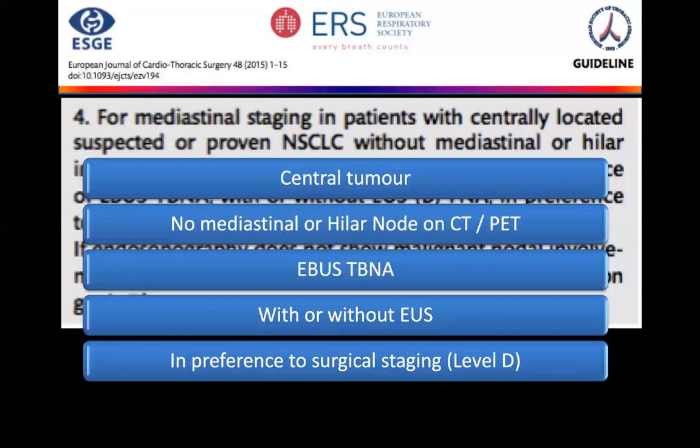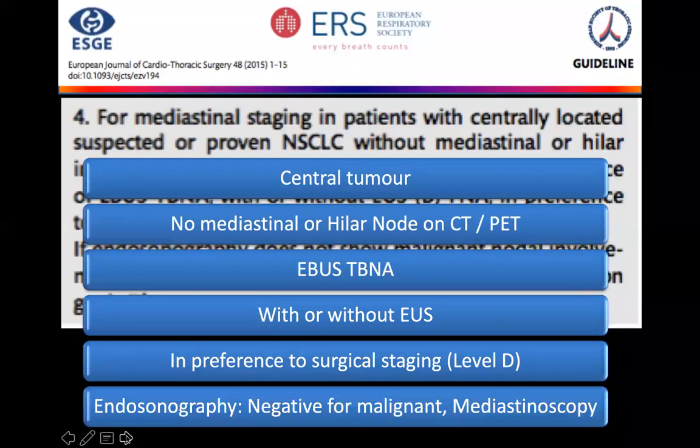Level of evidence is low, but it is quite an acceptable way. Expert opinion. If the endosonography is negative for malignancy, if EUS is negative for malignancy, a mediastinoscopy is indicated in a central tumor, even though the CT and the PET was negative. Write this down, please. Take your time and write this down. Is this clear? Is it making sense? It may or may not make sense straight away, but when you ruminate over it, it will all come back to you. You will understand exactly why we are saying what we are saying.